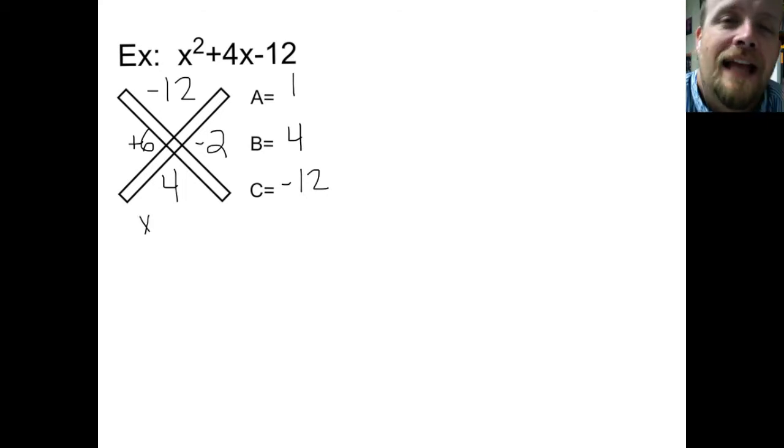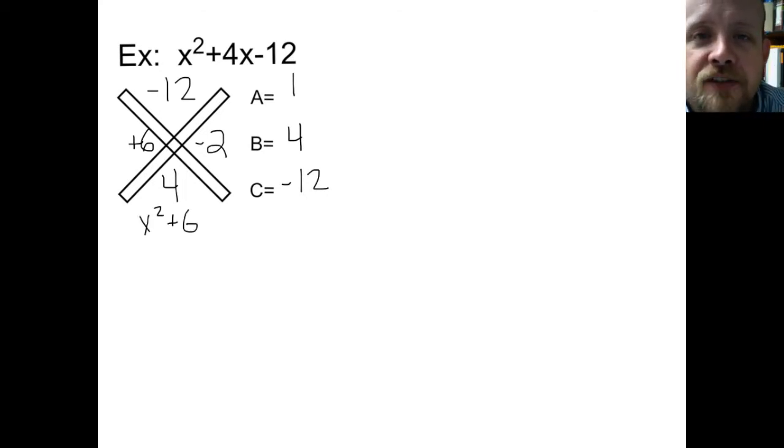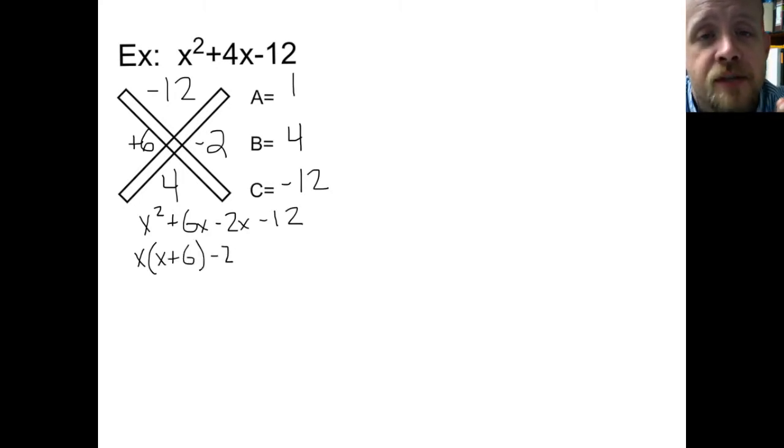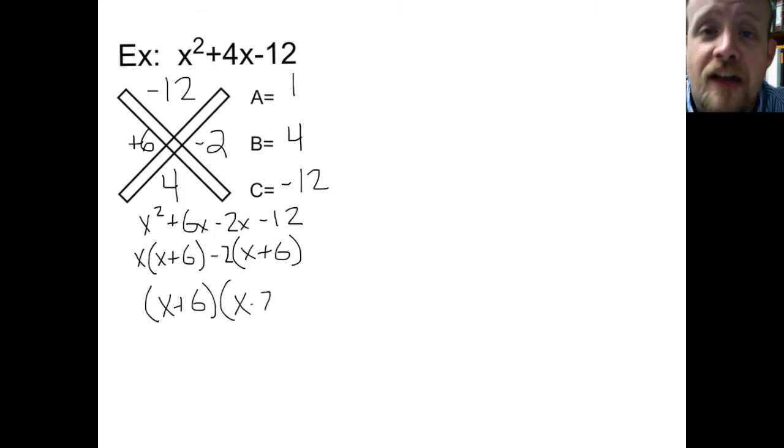So pull it all together. We get x squared plus 6x minus 2x minus 12. Factor by grouping, we get x times (x plus 6) minus 2 times (x plus 6). Pull out our x plus 6, we get (x plus 6)(x minus 2). Those are our factors. So let's take those and solve them to find our zeros.